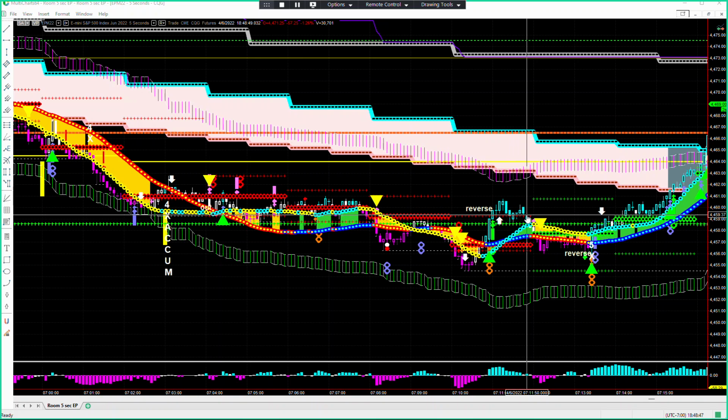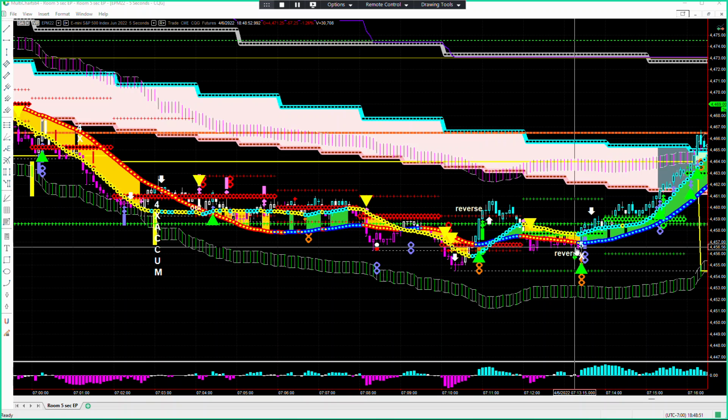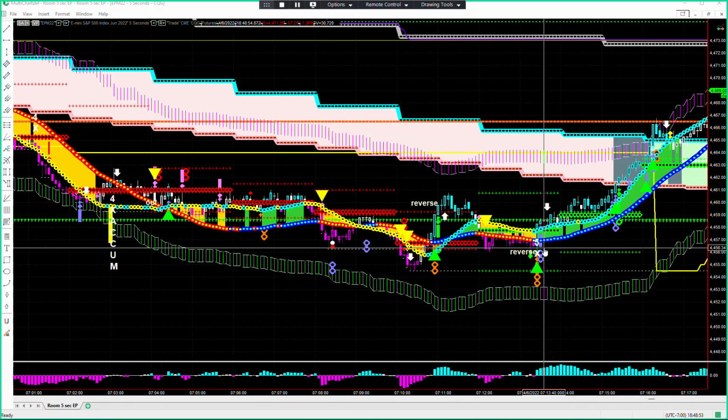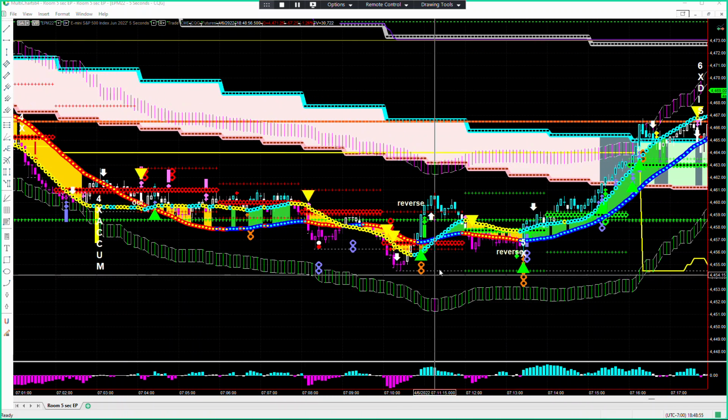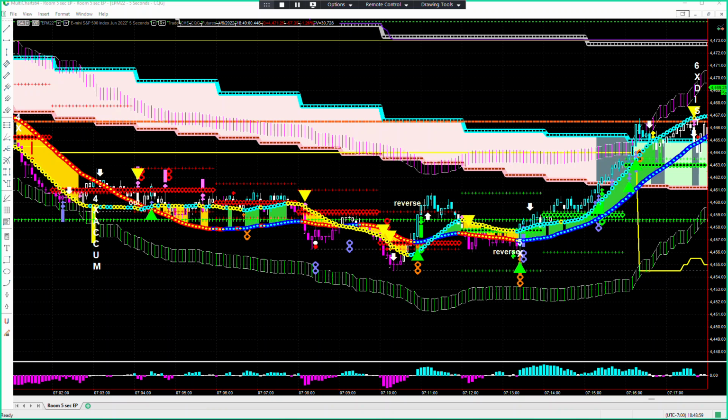So now I'm 2 long, it kind of came back down, and it looks like it's going to come back down, so I reverse again, and then added to it a little bit later. But this is the area I wanted to talk about a little bit. So I went short here, right, and it popped up.